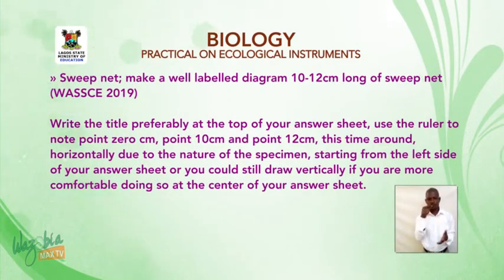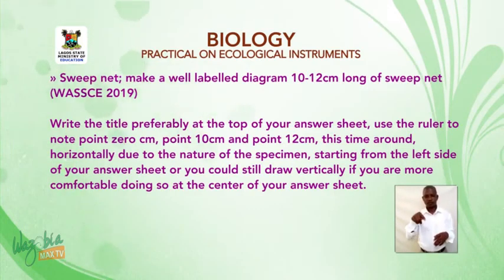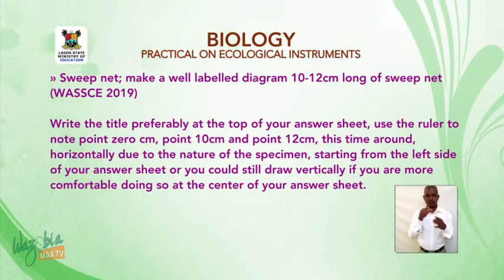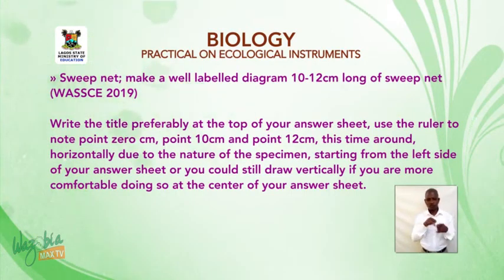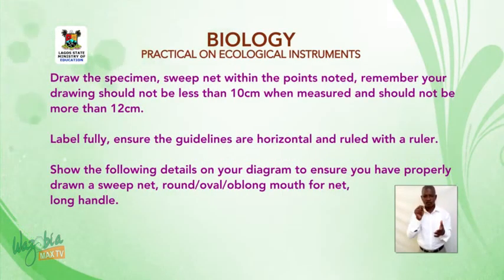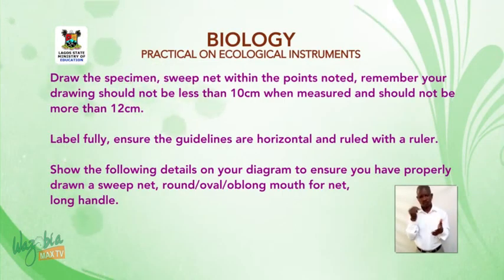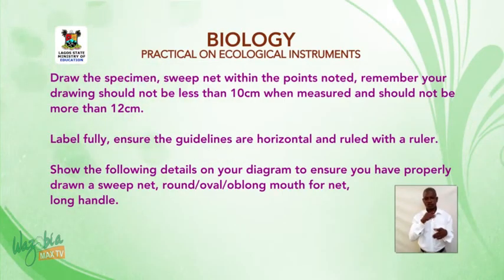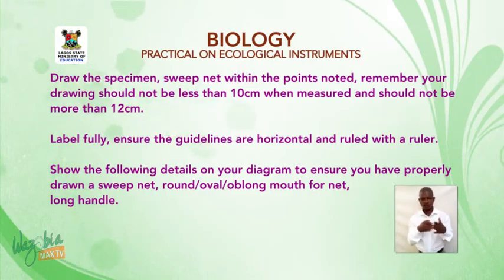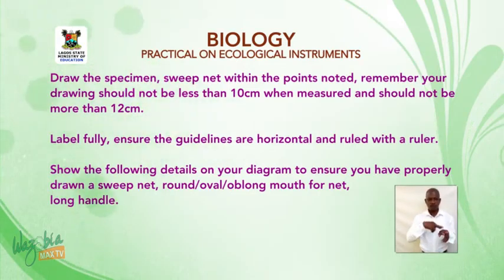This time around, horizontally, due to the nature of the specimen, starting from the left side of your answer sheet. Or you could still draw vertically if you are more comfortable doing so, at the center of your answer sheet. Draw the sweep net within the points noted. Remember, your drawing should not be less than 10 centimeters when measured and should not be more than 12 centimeters. Label fully. Ensure the guidelines are horizontal and ruled with ruler.